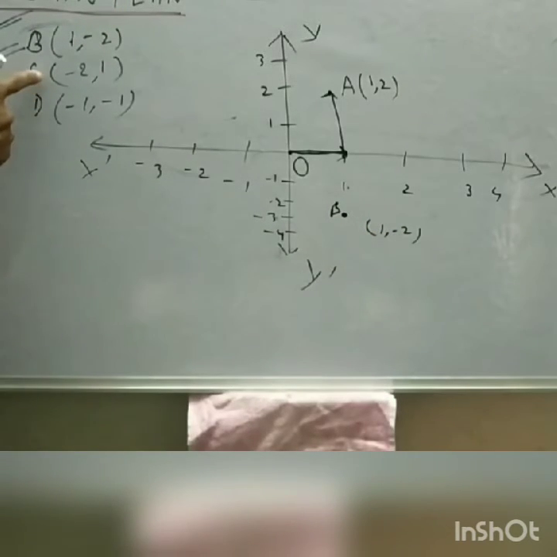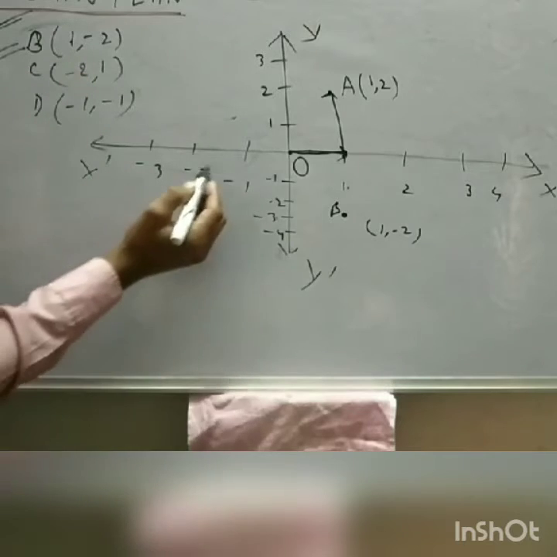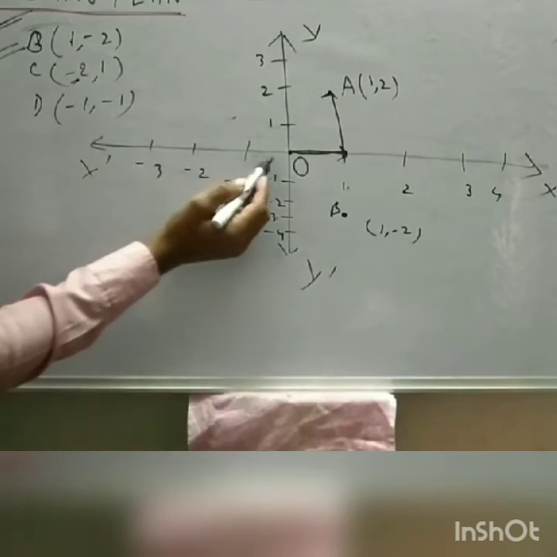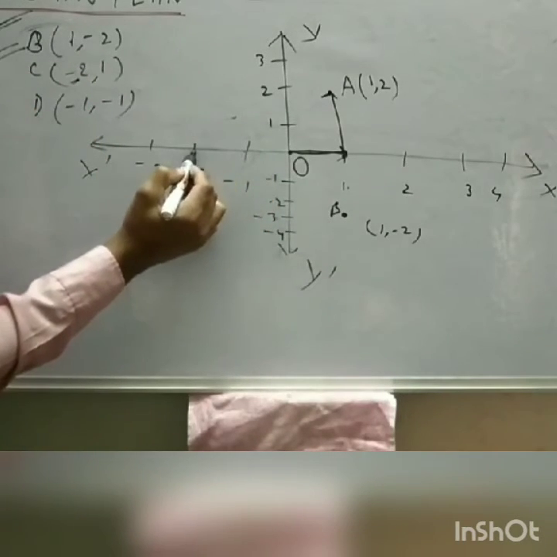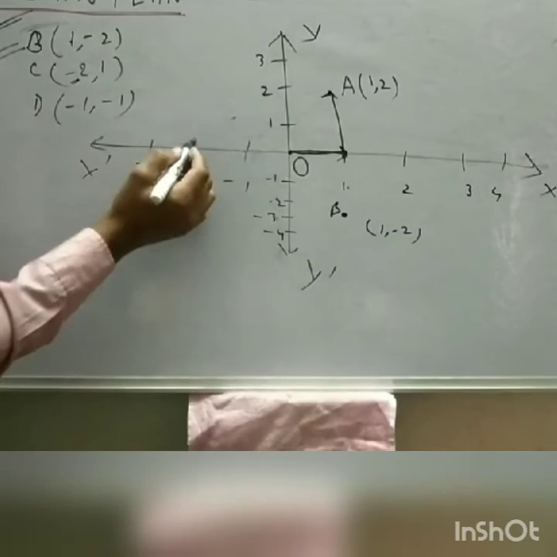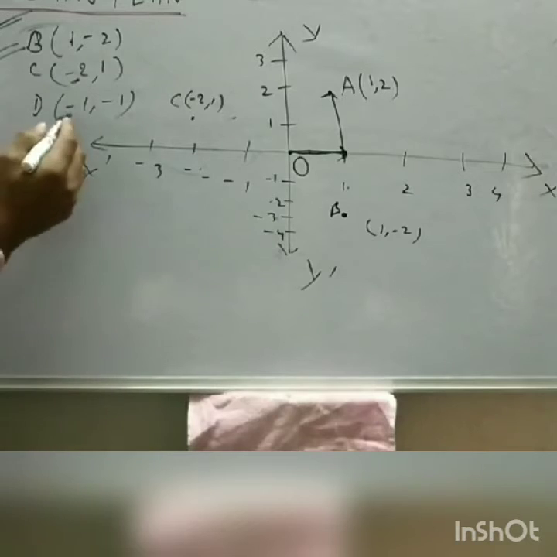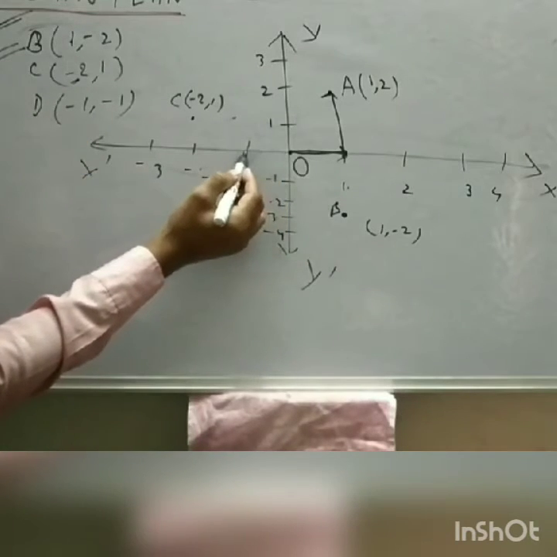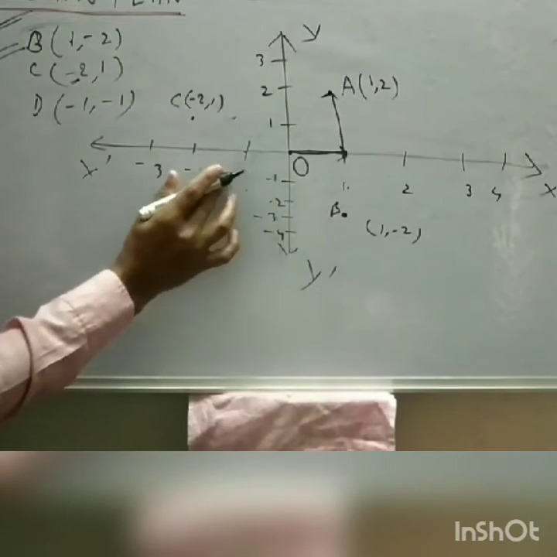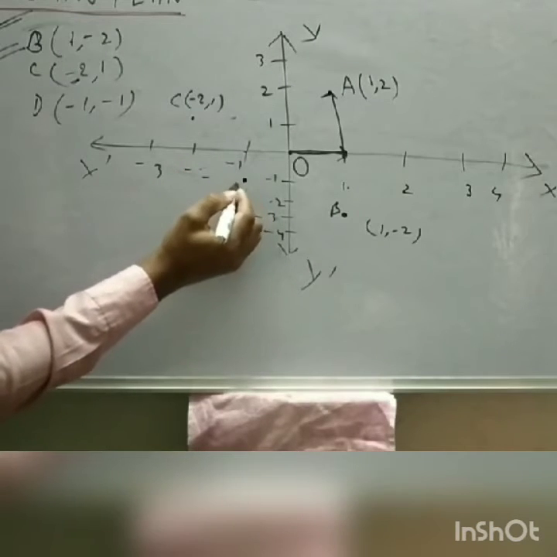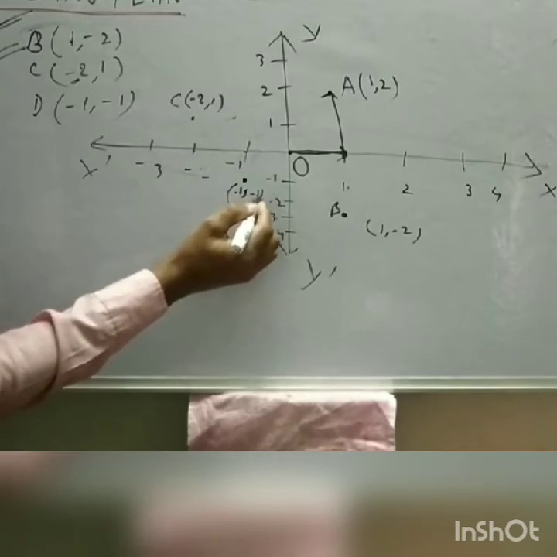Now similarly, point C (-2, 1). From the x-axis we have to go -1, -2, then positive 1. Positive numbers are here, so it is 1. So it is C (-2, 1). And D (-1, -1). Look, -1, again -1. The point will come here. It is point D.